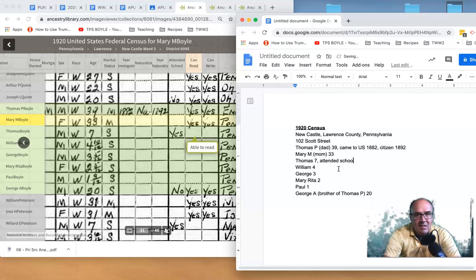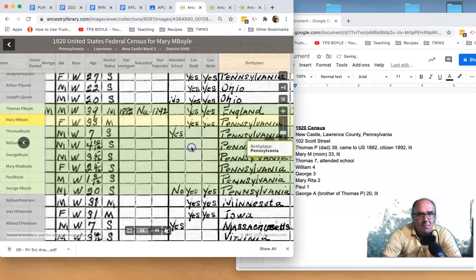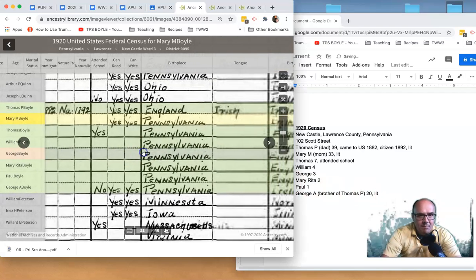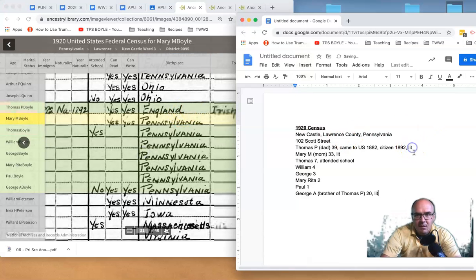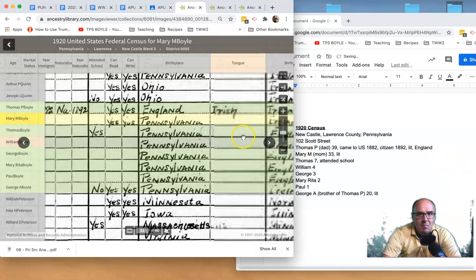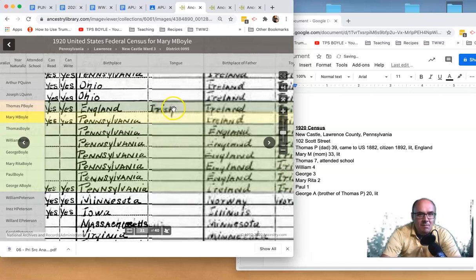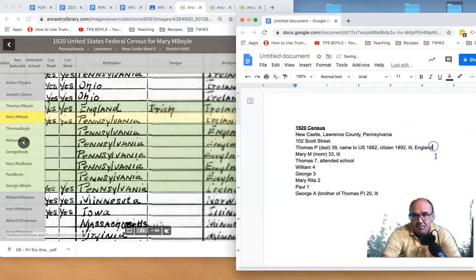The rest of them have not attended school. But are they literate? Can they read and write? Lit. It's lit, bro. Okay. Where were they born? Well, everybody was born in Pennsylvania, except my great-grandpa, who was born in England. Okay, but what does he speak? He spoke Irish. That's kind of interesting, isn't it?